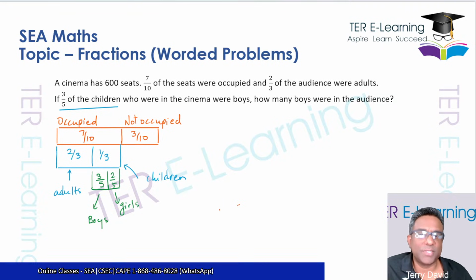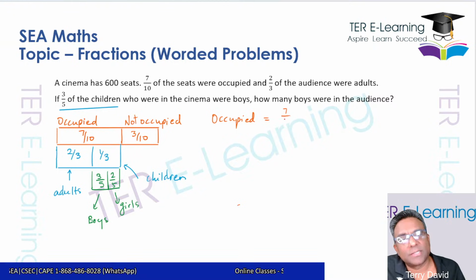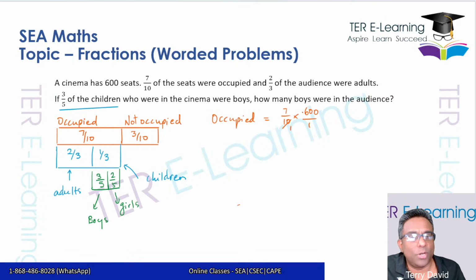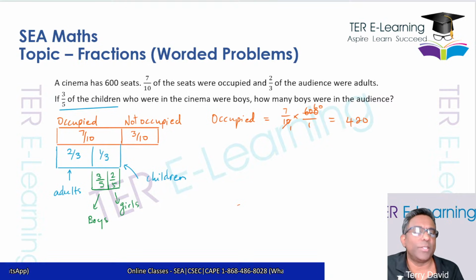So let's work out, first of all, the occupied seats. Occupied is simply going to be 7/10 multiplied by 600. So let's start with that. 10 into 10, 1. This will be 60 here. 6 sevens are 42. So that's 420 seats occupied, right?